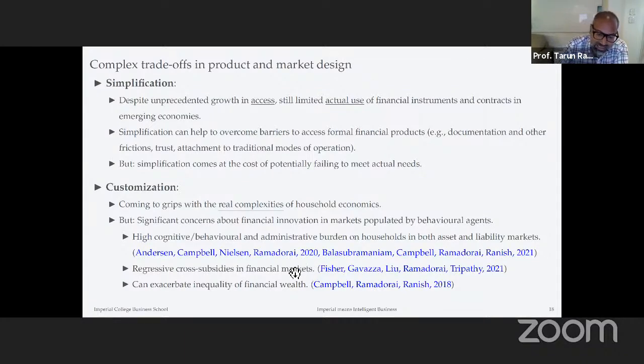And so I will explain some new research that I'm doing using data from the United Kingdom, from the Bank of England, with Jack Fisher, Alessandro Ravazza, my PhD student Lu Liu, and Jagdish Tripathi. And finally, what we show is that a lot of these mechanisms can actually exacerbate the inequality of financial wealth in markets which are populated by behavioral agents and have complex choices that these agents need to face. And so this is a paper in American Economic Review Insights with Ben Ranish and John Campbell.